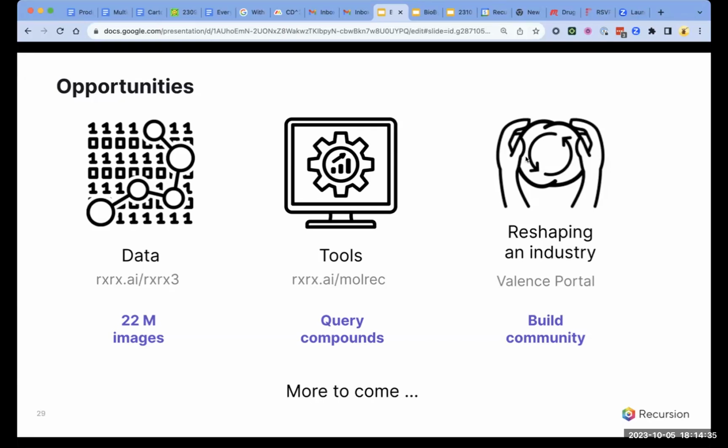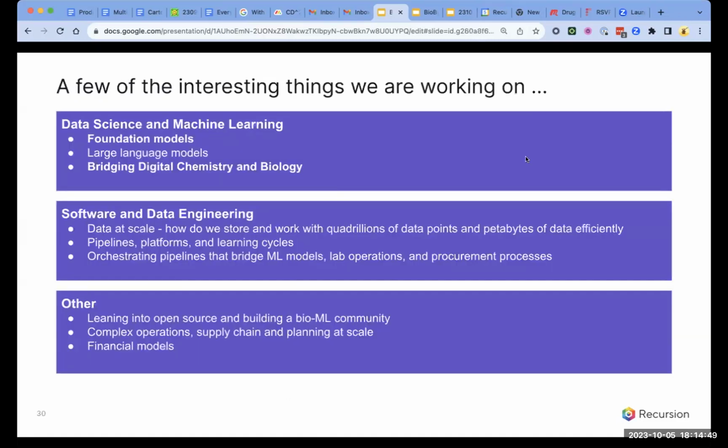RxRx.ai MolRec is the platform that will let you explore these relationships in the same way that we do. And finally, Valence Portal is a way to build that community and really get involved with these other people in the room who are also thinking about these hard problems.